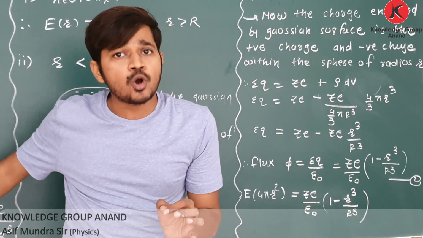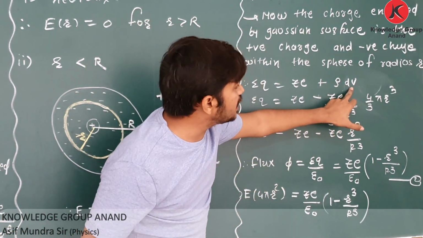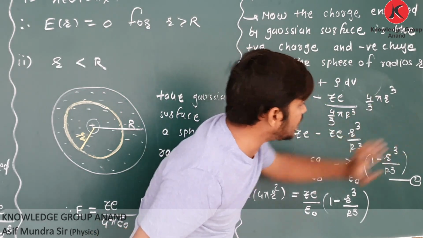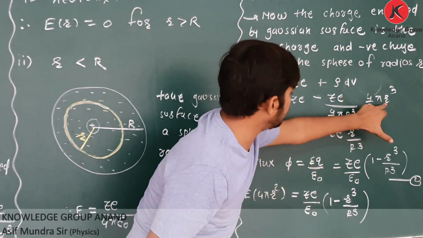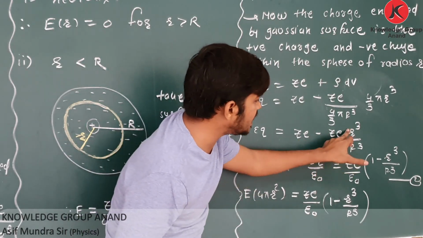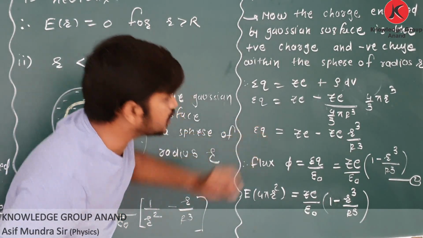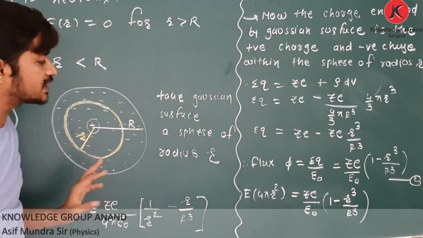Minus Ze upon 4 by 3 pi R cube. What is the volume of a sphere of radius r? 4 by 3 pi r cube. The 4 by 3 pi cancels. Sigma q is equal to Ze minus Ze r cube upon R cube. Clear? So this is the charge enclosed by this Gaussian surface.